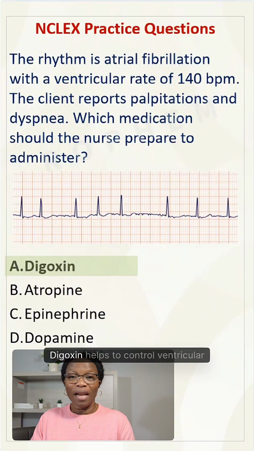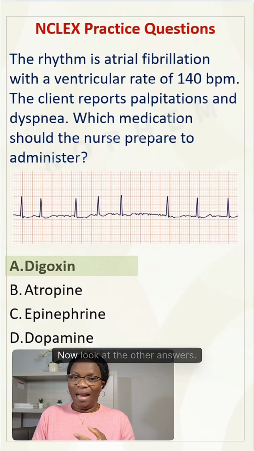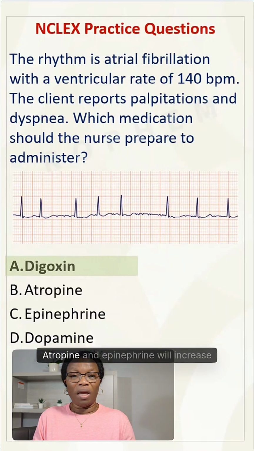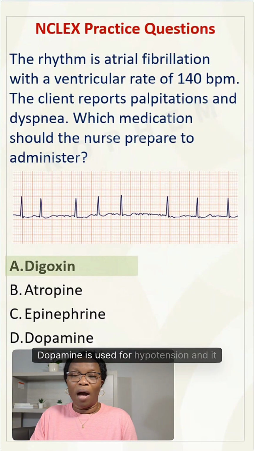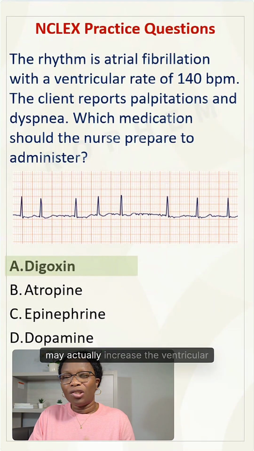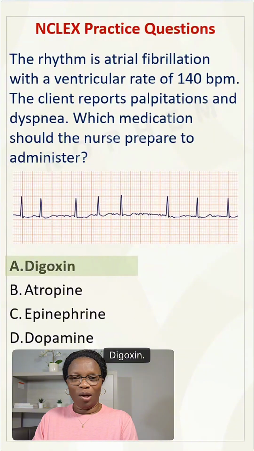digoxin. Digoxin helps to control ventricular rate in atrial fibrillation. Now, look at the other answers. Atropine and epinephrine will increase heart rate, and that will only make the tachycardia worse. We don't want that. Dopamine is used for hypotension, and it may actually increase the ventricular rate in atrial fibrillation. The correct answer is A, digoxin.